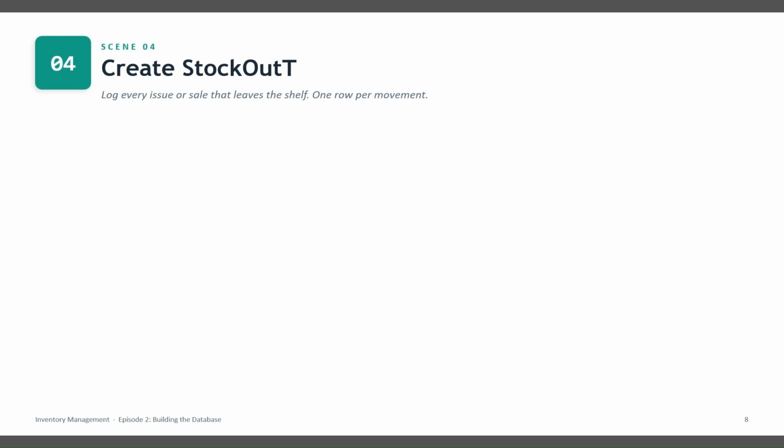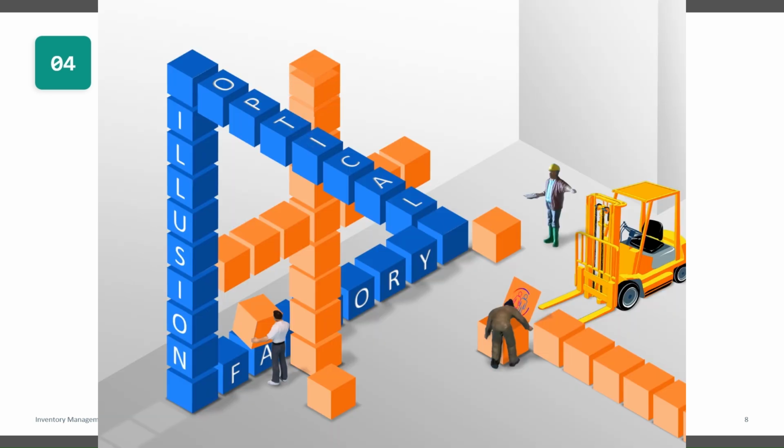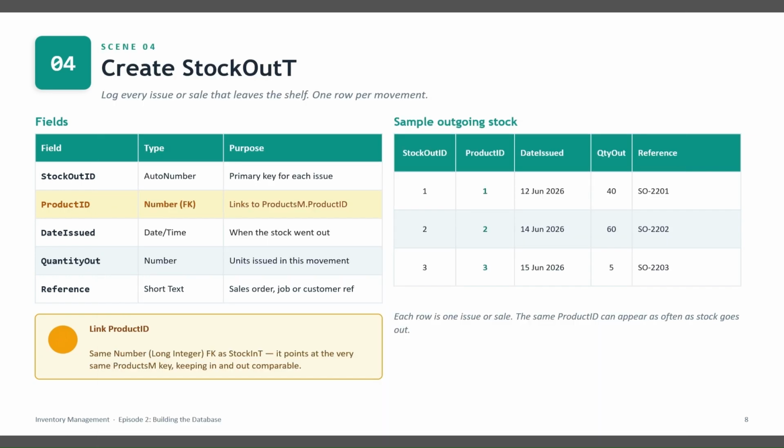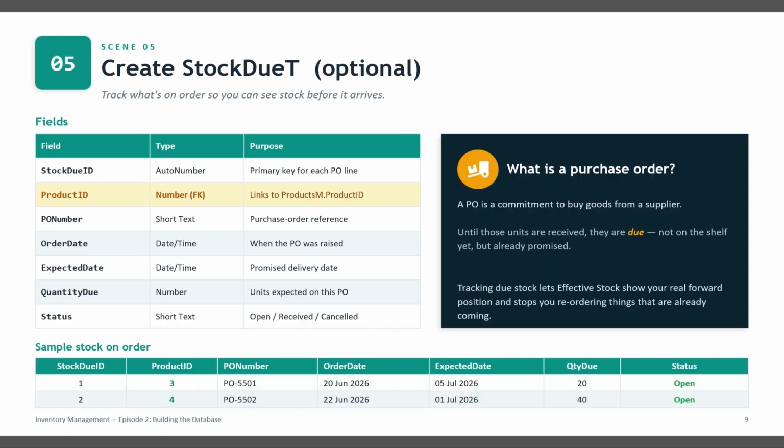Next, we are going to work on stock out. So stock out is also very important. We will log every inventory that is leaving, every stock item that is leaving the warehouse, and that too will be captured in the table that looks like the stock in table. So kind of similar tables, but the purpose is different. We'll have stock due. Stock due is kind of optional.